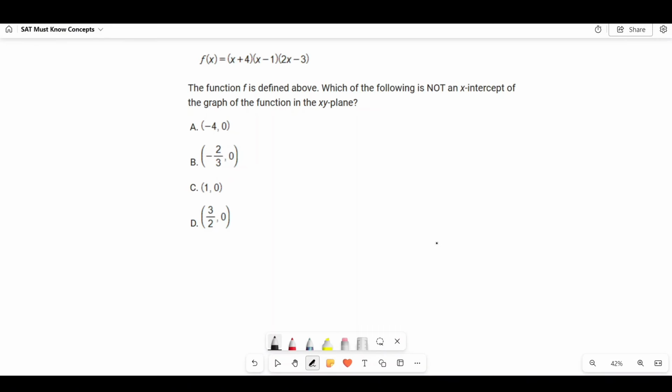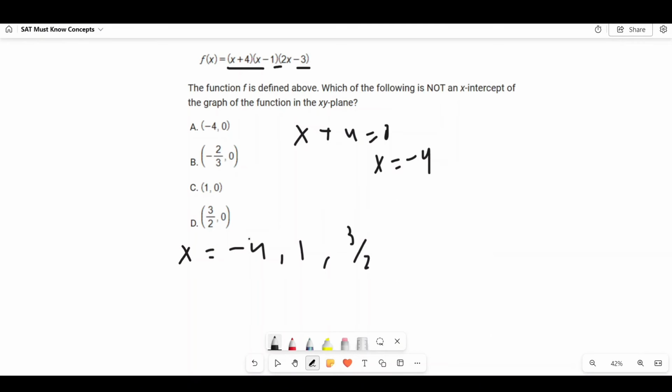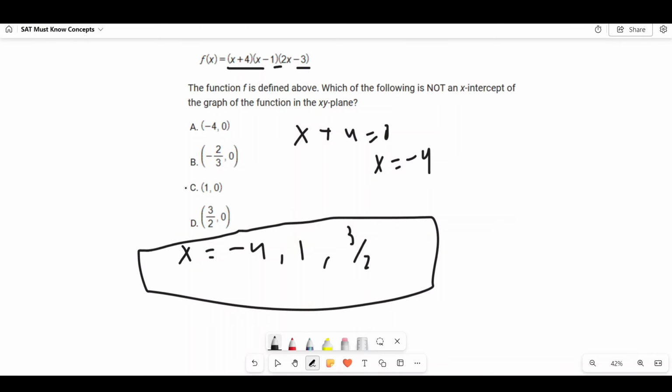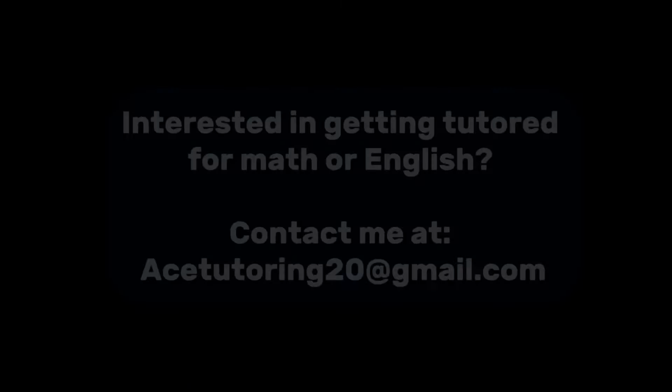And finally, we have another nonlinear problem where we're asked to find which one is not an x-intercept of the graph of the function. This is another simple one because we can see visually that the x-intercepts are, there's 3 of these, so it's x equals negative 4, 1, and 3 halves, because all you do is set each equal to 0 and then solve. So for example, x plus 4 equals 0. We subtract 4 from both sides, x equals negative 4, and that's how I got these 3. And we just cross-check with the answers. So negative 4 we have, 1 we have, 3 halves we have, so the answer would be B because that's the only one missing.